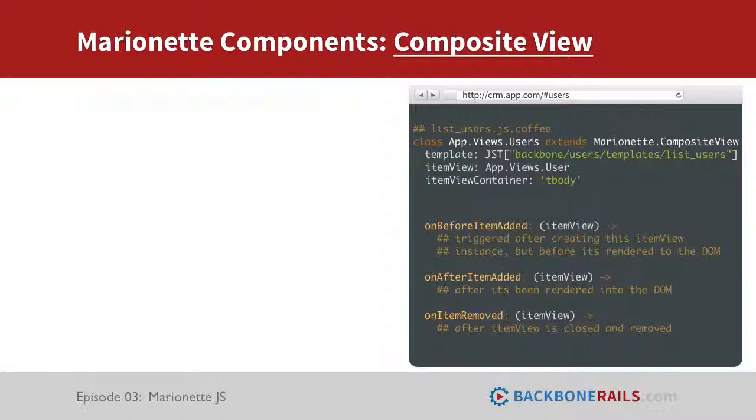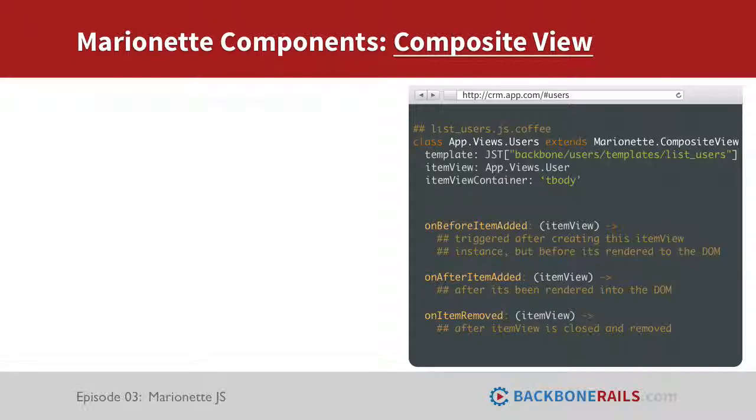And one last really important note about composite views and collection views is because they are naturally managing and creating other views, similar to the way that layouts work, if they are closed, they will automatically close all of the views that they're managing. So when we're ready to navigate away to a different page, we just have to ensure that this top level composite view is closed, and it'll naturally close down the rest of its item views.